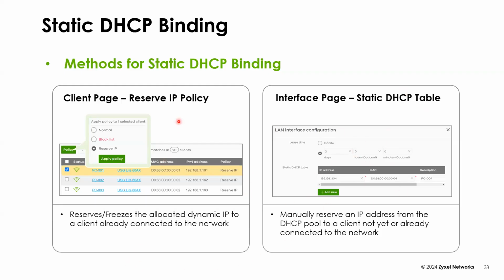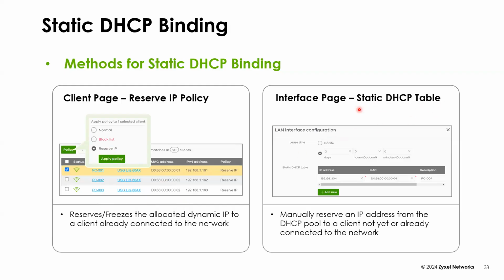The first one and the easiest one is going to the client page. Under the client page in Nebula, it shows you all your wireless and wired clients and various bits of information about them, including the IP address that's currently been assigned to that device. You can click the checkbox next to a device, and you can choose the reserve IP function. From that point forward, every time that device connects to the network, it will be assigned that same IP address that it currently has. So that's a way basically to freeze the IP for that device.